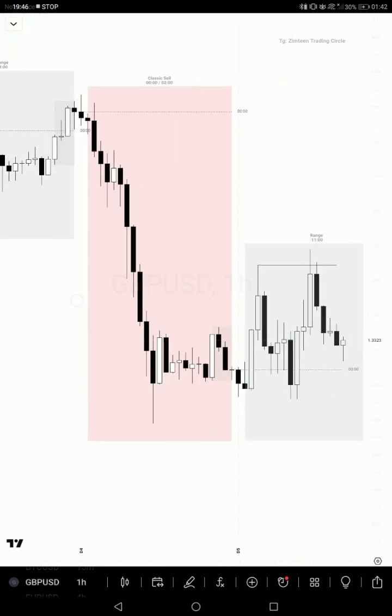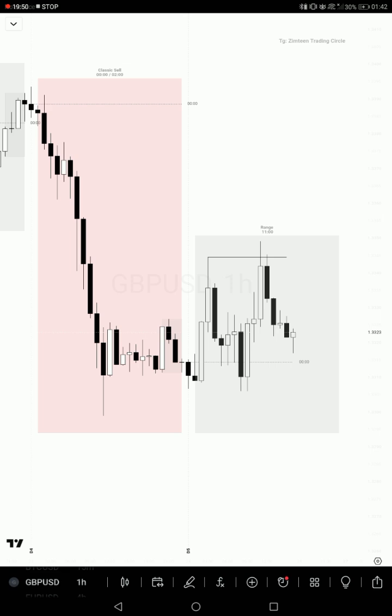And Friday just offered a random range, which will be an assignment for you. Go to the chart and study Friday's price action. I've given you an example from Monday, Tuesday, Wednesday, and Thursday's price action.